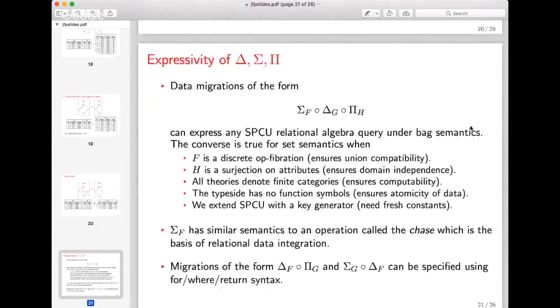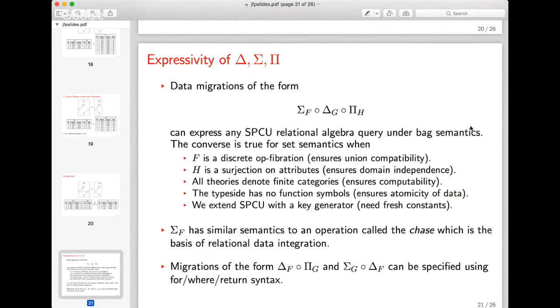As before, certain kinds of functorial data migrations, those that have this special triplet form, a pi, then a delta, then a sigma, with some restrictions on the mappings involved. There's a theorem we proved that says that data migrations of this form are equivalent in expressive power to the select project product union fragment of the relational algebra.